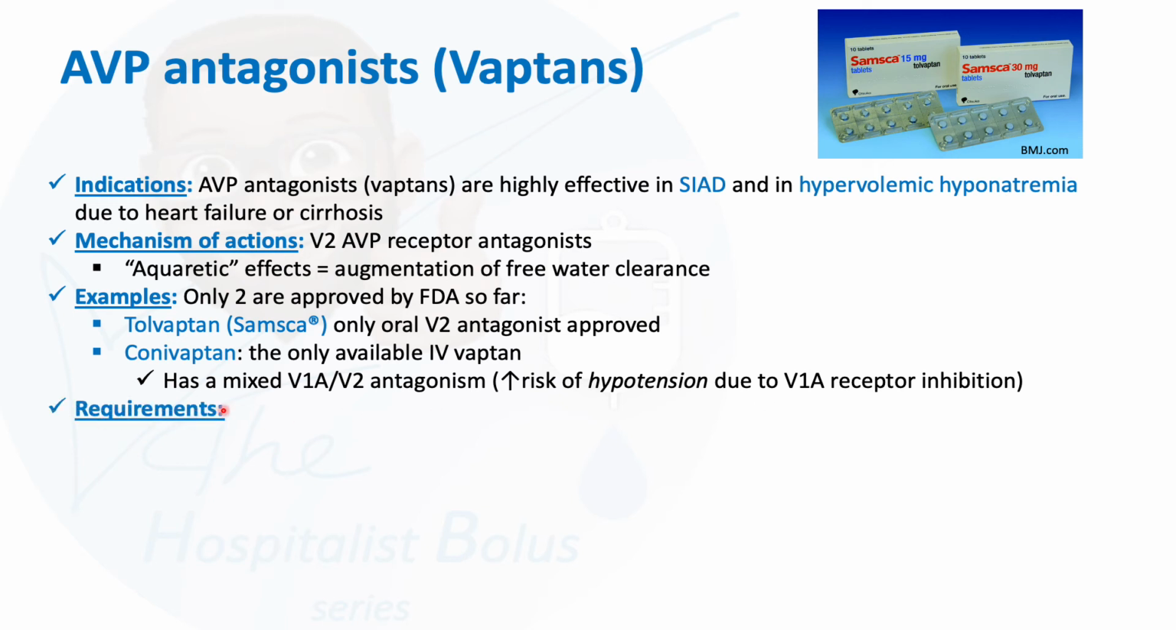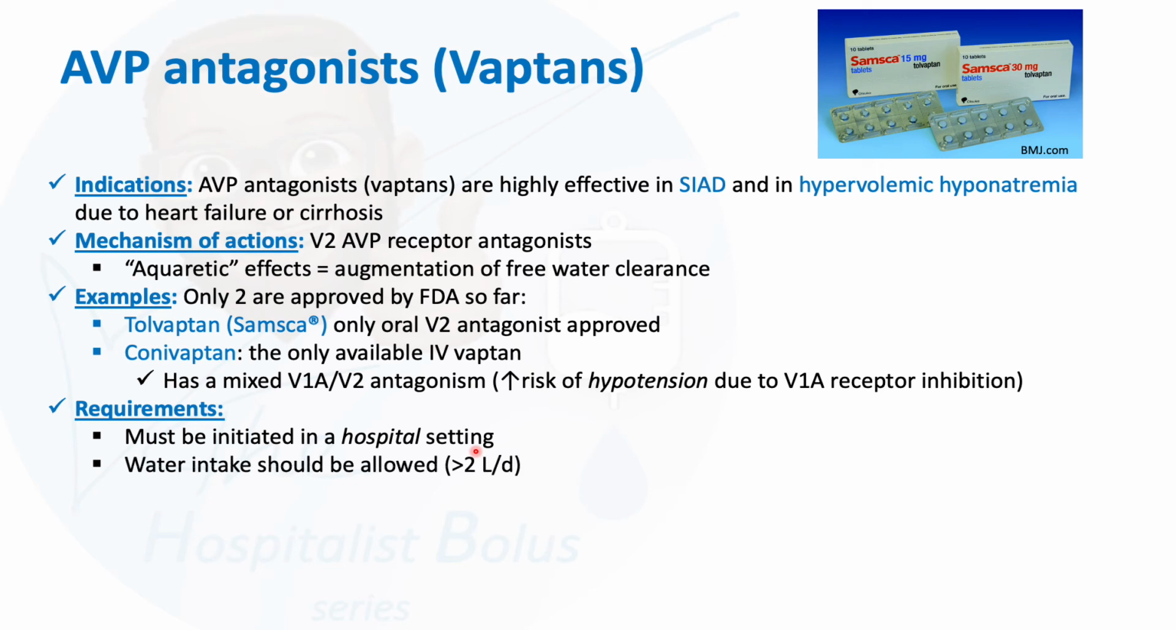There is some requirement by the FDA for safety and things you have to consider when you're starting a patient on the tolvaptans or the Vaptans. These medications need to be initiated in the hospital, because they can cause overcorrection of the sodium. So you want to make sure that it's safe to correct the sodium in a gradual way. If the patient has been on this medication before and you want to reinitiate it at a later time, you also have to consider close monitoring, ideally in the hospital setting.